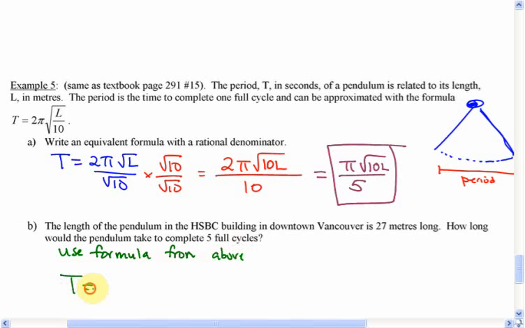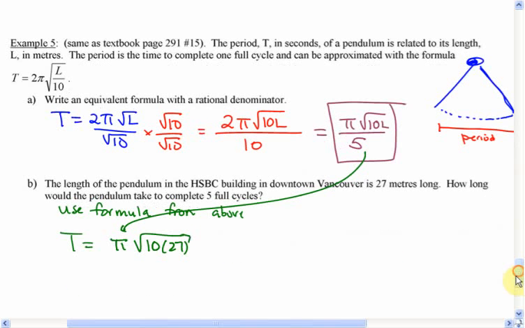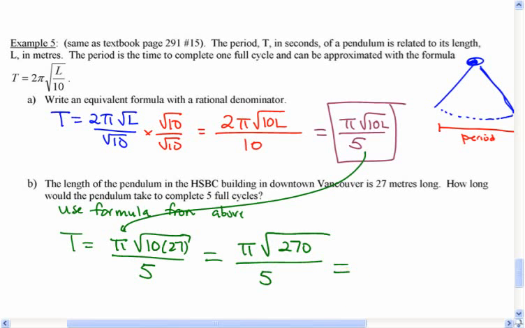T equals 2 pi. Oops. Let's use the simplified one. T equals pi root 10 times L. L is 27, I believe. Over 5. What's 10 times 27? 270. Okay. Oh, I don't like nice big numbers like this. Not so good. Yeah, I guess we have to simplify. You're right. Let's simplify.